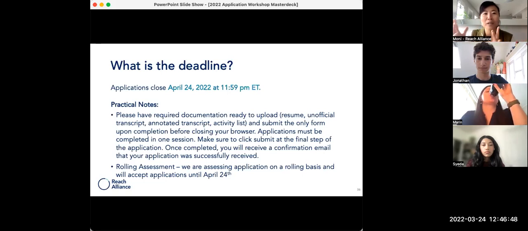You can't just start an application, save a profile and come back later. Unfortunately, there's limitations to this system and form. So you'll have to complete the application in one session.